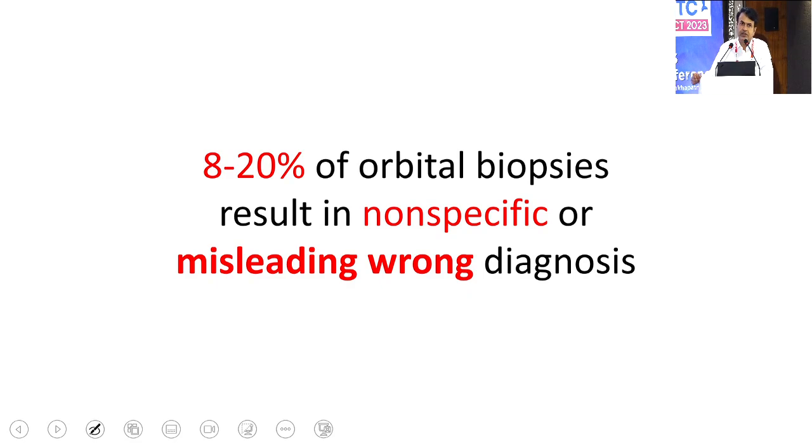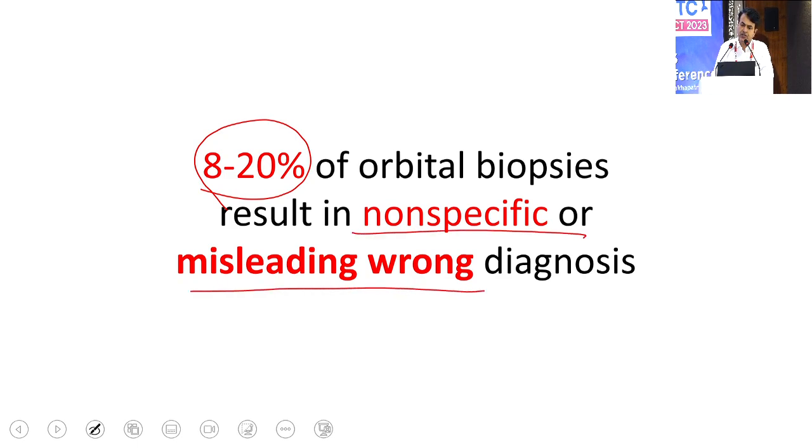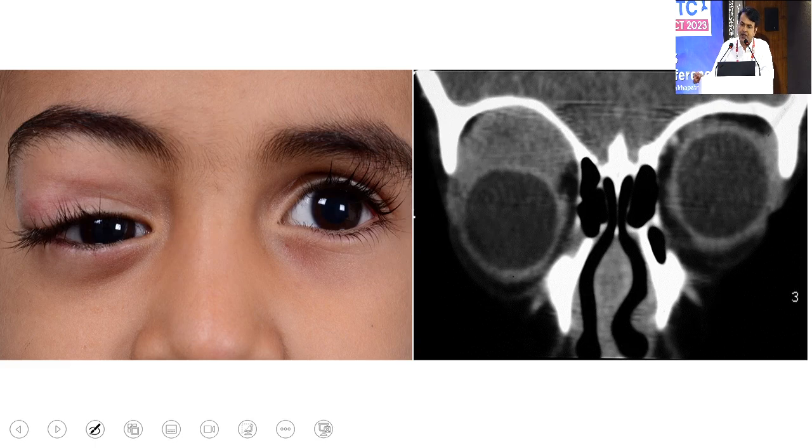But if you look at the literature, you find that about 8 to 20% of orbital biopsies result in either a non-specific or a misleading wrong diagnosis, leading to inappropriate treatment. If you have a wrong diagnosis, you go on it and treat the patient, which may not result in resolution. I'll tell you upfront that this is a child with rhabdomyosarcoma of the orbit. I'll also show how I do a biopsy.